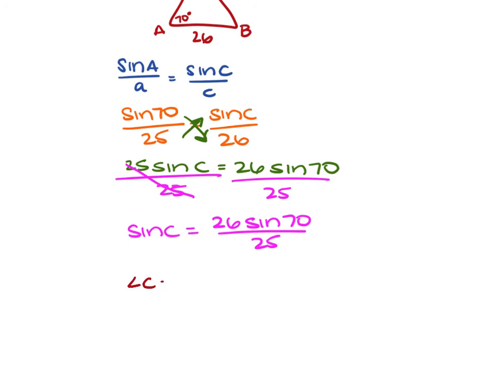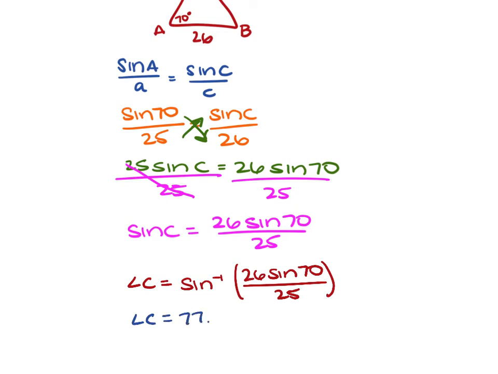So angle C is going to be the inverse sine of 26 sine 70 over 25. If we type that all in our calculator, we get that angle C is about 77.8 degrees.